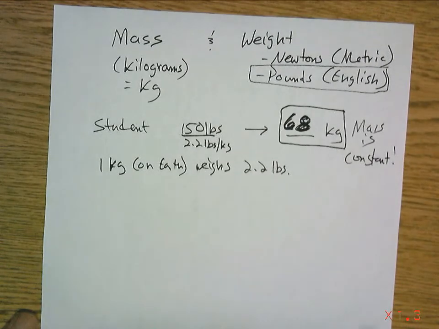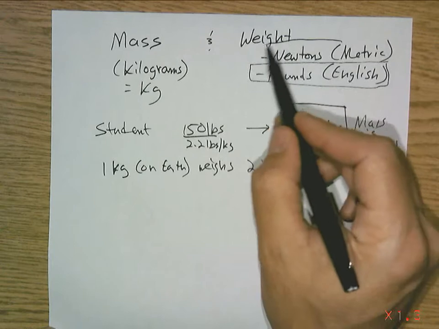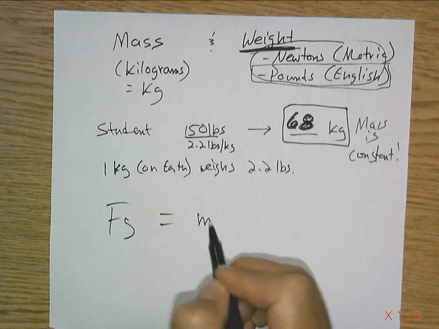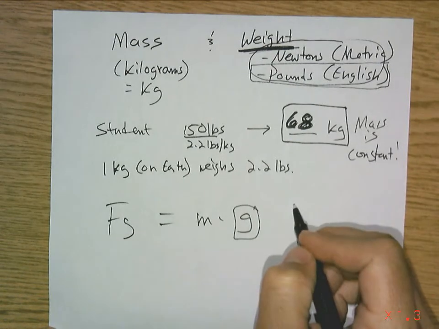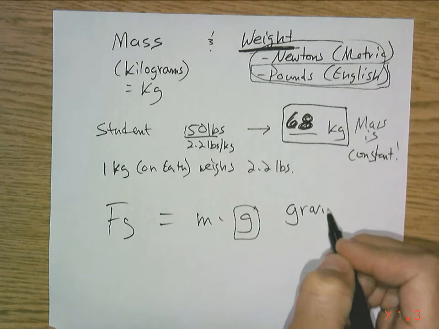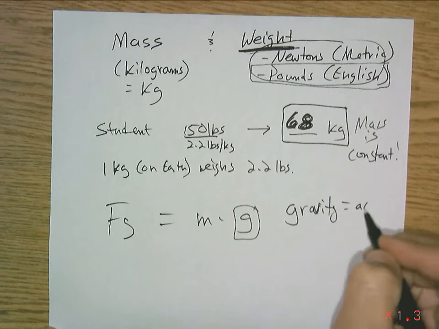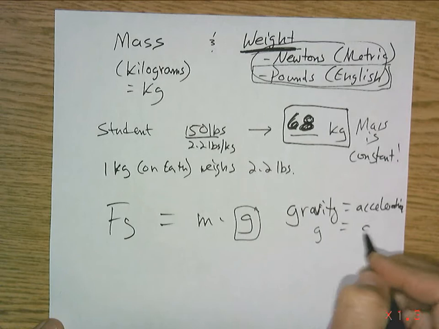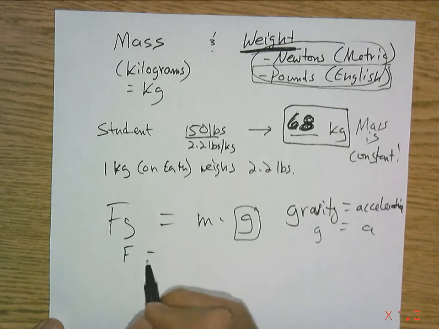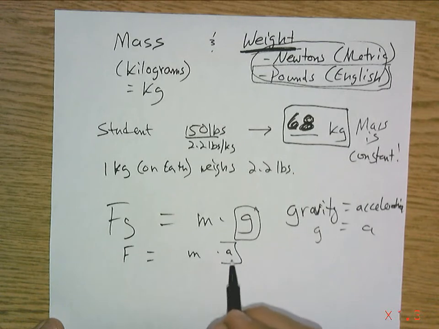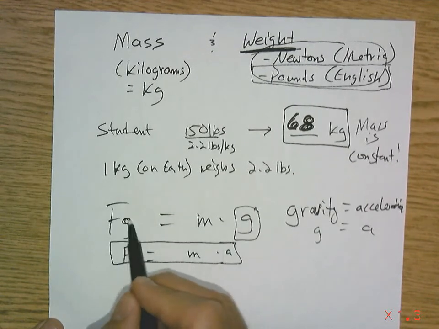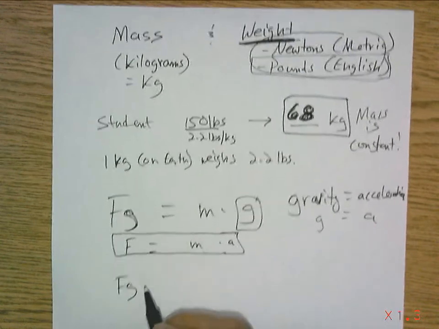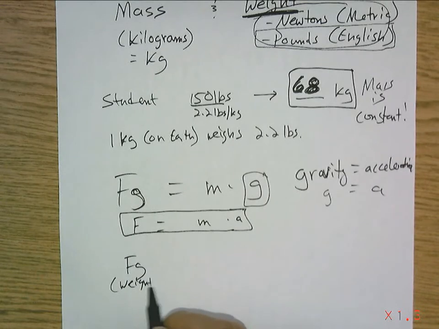Now this is an important one. Mass is staying constant. It's the weight that's going to change. Weight is based on g, and g is gravity, really the acceleration due to gravity. So g is the same as a. This is essentially Newton's second law, but we're substituting in g for a. We're calling F of g weight. F equals ma could be any force, but here we're specifically identifying F of g to be weight.